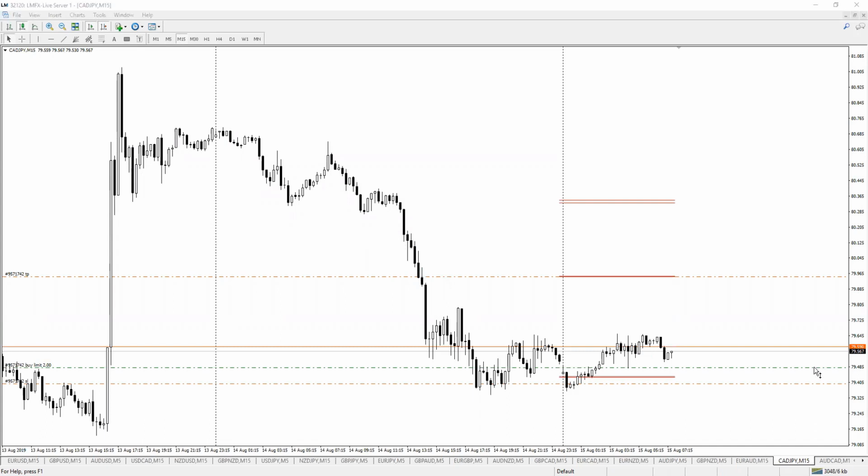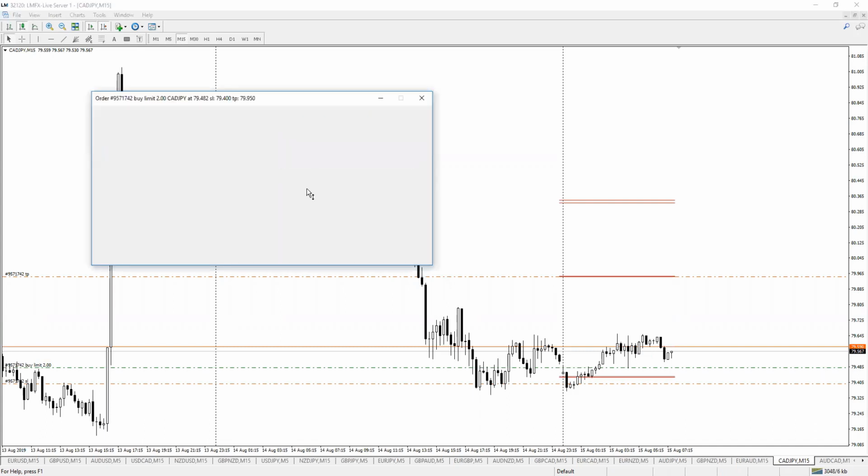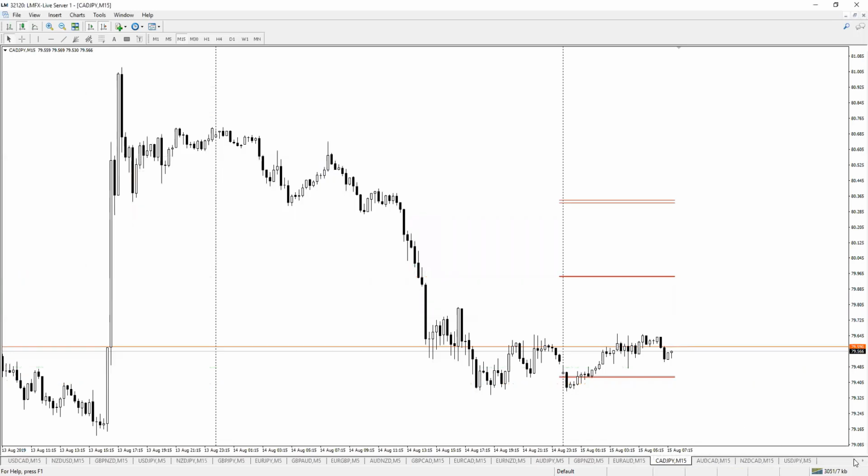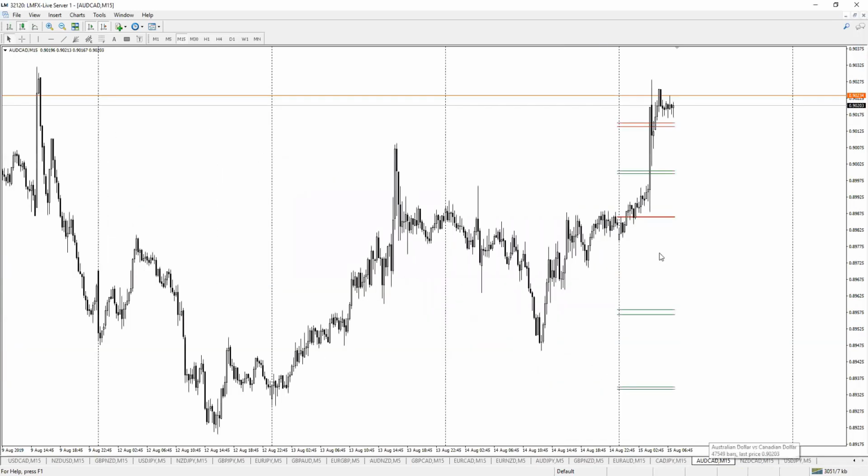Get rid of this. Get rid of that. Cool. Delete. And I think I have a couple more pairs left. Odd CAD. This was a good setup.